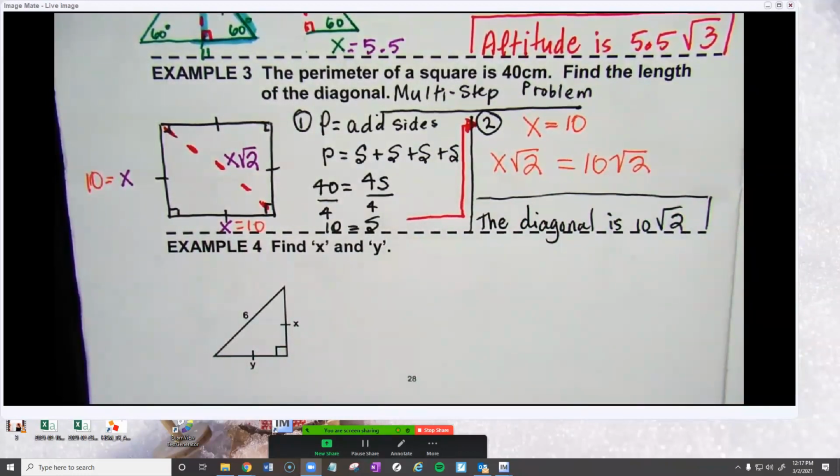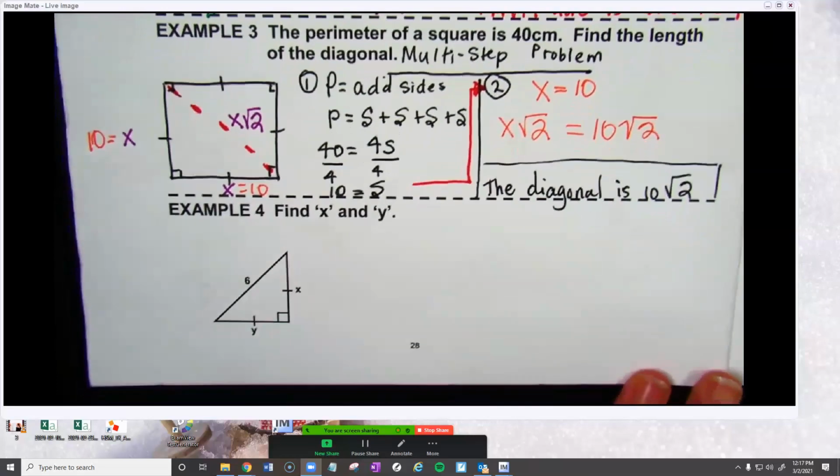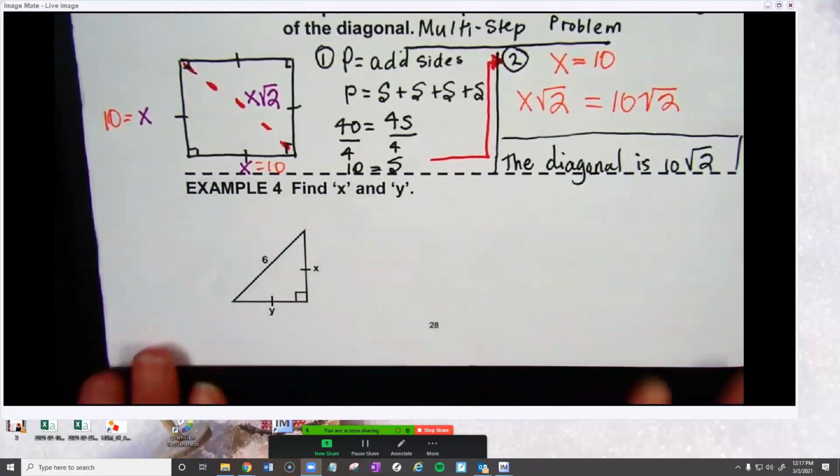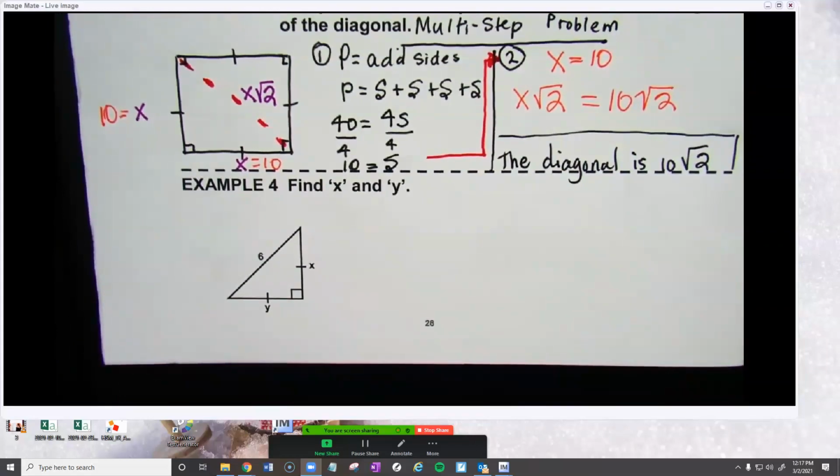Okay, we got some good news. Good news is we don't have to draw any more pictures. The other piece of good news is we're almost done. We're halfway there. All right, so let's go ahead and take a look at example 4. Find X and Y. If you guys notice, I don't have any degrees on this.